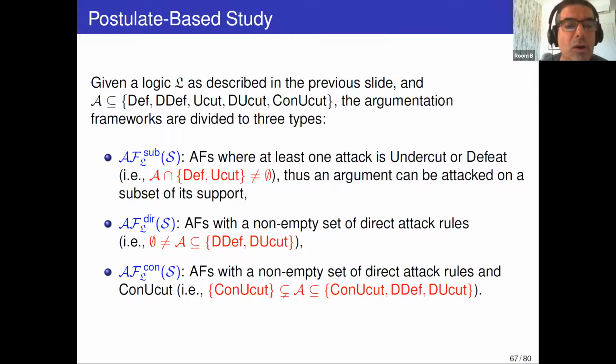And we divide the frameworks into three types according to the nature of the attack rules. One family of frameworks consists of attack rules that are based on the support of the attacking arguments, so arguments that are based on subsets of attacks. The attack rules should contain defeat and undercut. The other family of frameworks consists of attack rules with direct attacks. So here we assume that the set of attack rules is a subset of direct defeat and direct undercut. And the last family consists of the direct attack together with consistency undercut.